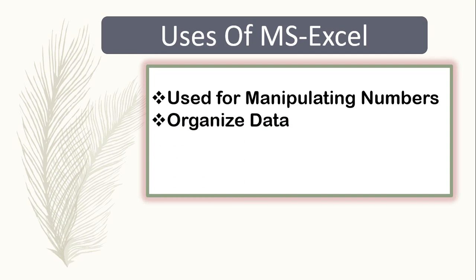Next point is organized data. Excel stores or organizes the data in the format of rows and columns, and we can also sort. Sort means arrange the data in various ways. For example, we can arrange the alphabetical data A to Z or Z to A. Similarly, if we consider numeric data, then we can sort the data either in ascending order or descending order.